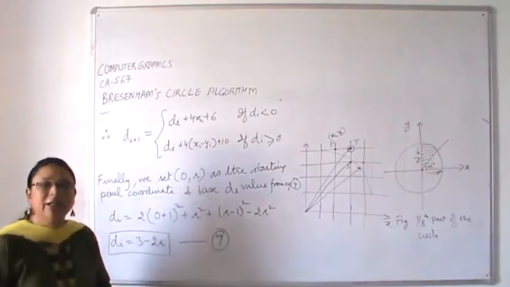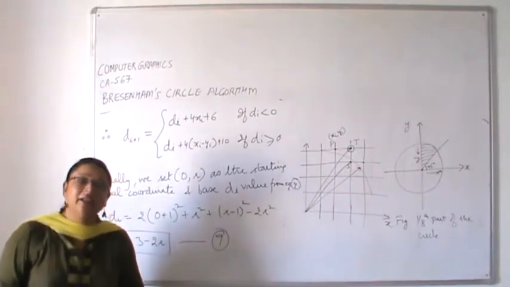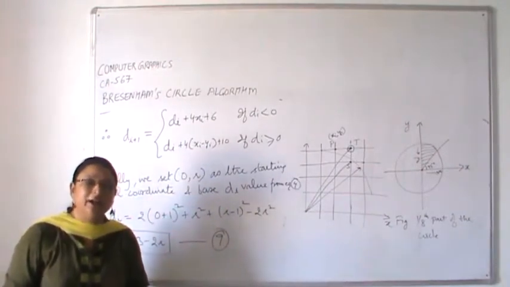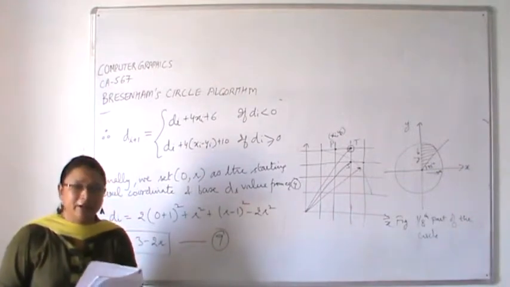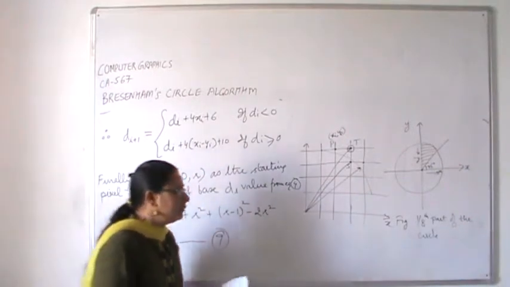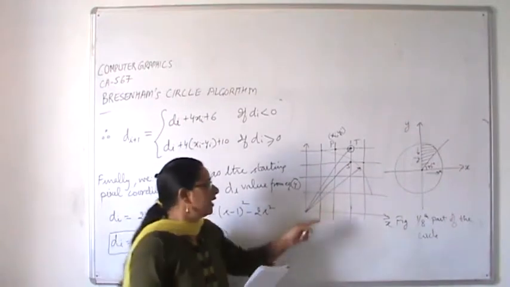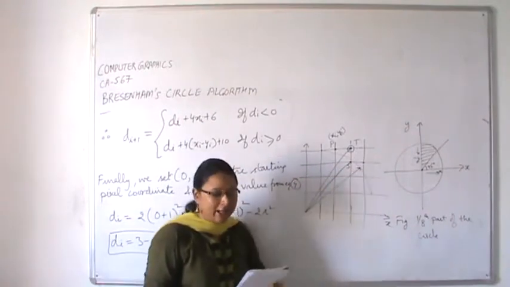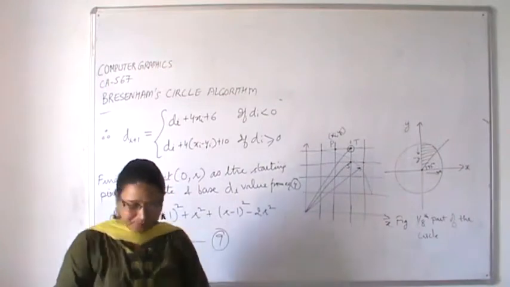So these are the equations 7, 8, 9 that we have to use in the algorithm to find out the value of the decision parameter, on the basis of which we will select either pixel t or pixel s that is to be plotted.